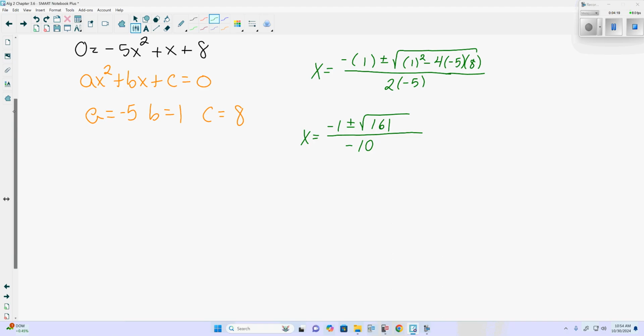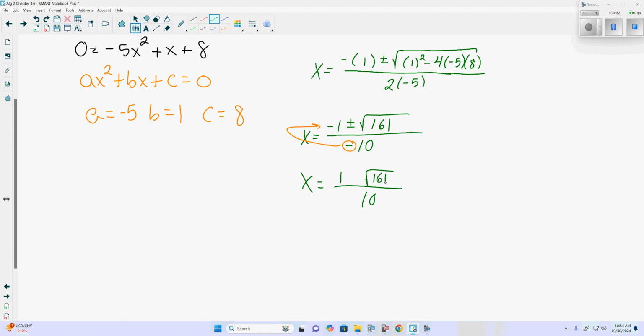Now the last thing we need to do is get this negative out of the bottom of the fraction. I don't want to leave a negative in the bottom. So what we're going to do is take this negative 1 and distribute it through the top. Doing this does make the 10 on bottom positive, but it's going to change all the signs on top. So the negative 1 is going to go from negative 1 to positive 1. Okay.